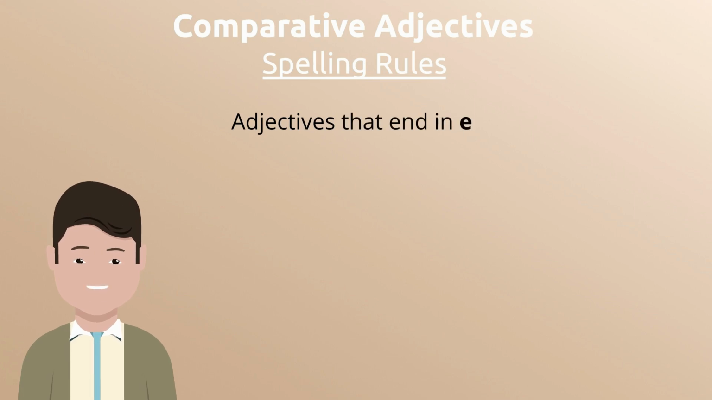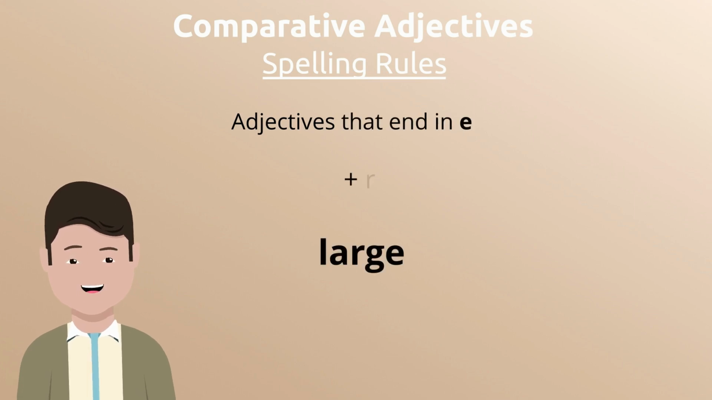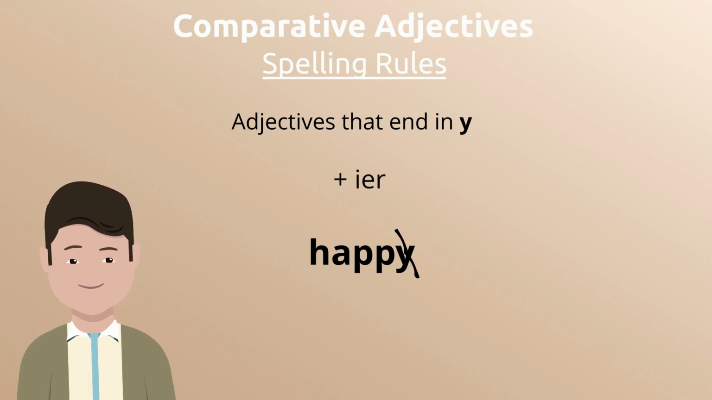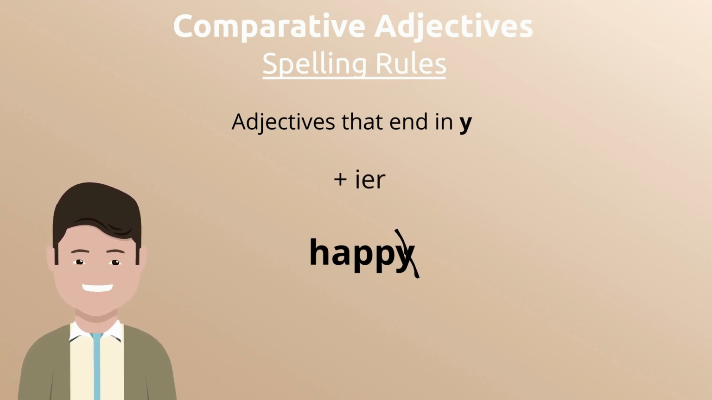Adjectives that end in e, such as large, have an r added to them. Therefore, the comparative form of the word large is larger. For adjectives ending in y, such as happy, the y is removed and ier is added. The comparative form of happy is happier.